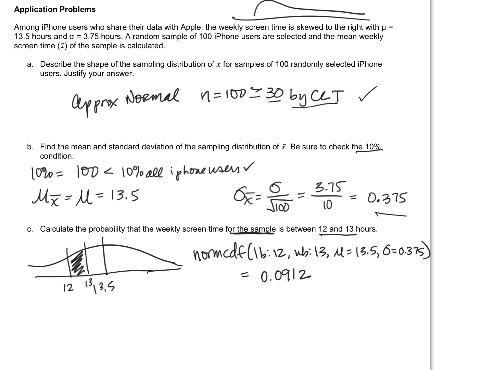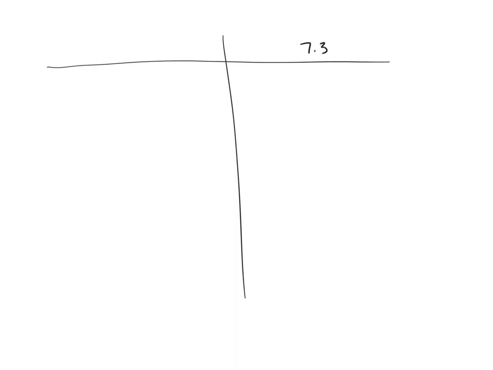So a 9.12% chance that the average screen time for a sample of 100 users is between 12 and 13 hours. Yeah? Not so bad, eh? That's it. That's pretty easy. That's it. I might pass this test. You will get this too.